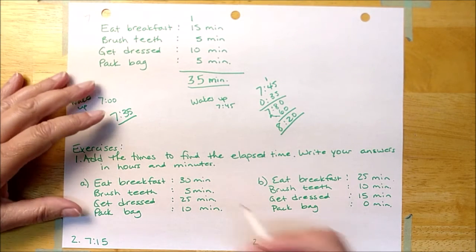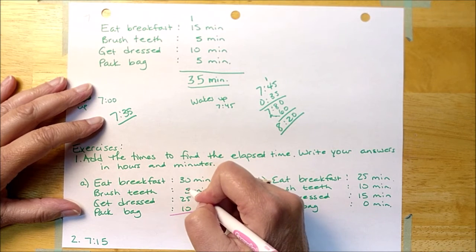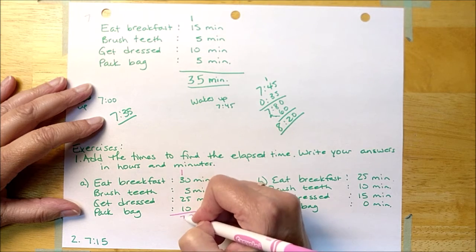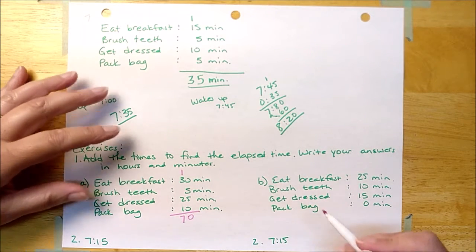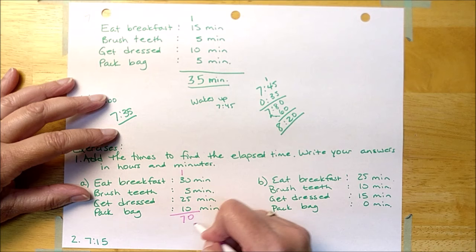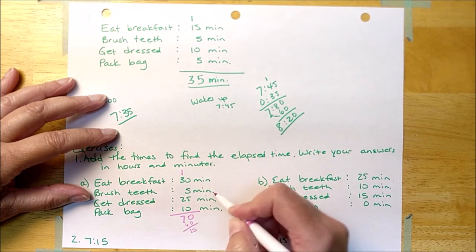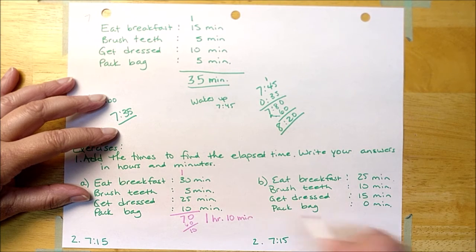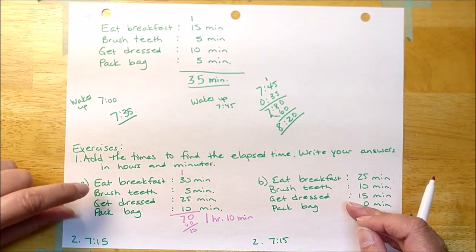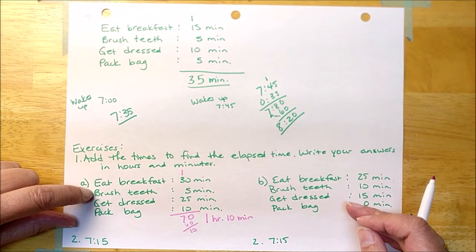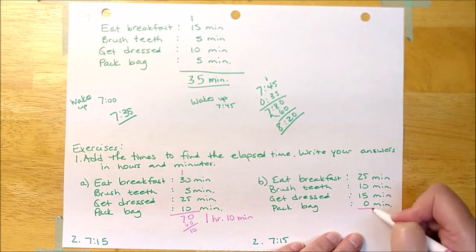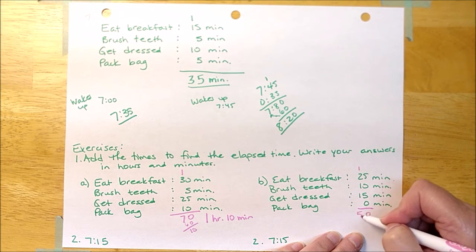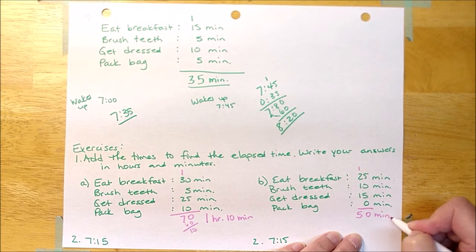Okay, you're back. Awesome. So I'm going to add these up. 5, 10, 4, 5, 6, 7. Okay, so that is more than an hour. So if I take 60 away from that, I am left with 10. So I have 1 hour and 10 minutes. That's how long it took that child to get ready for school. 1 hour and 10 minutes. This child got ready for school 10 minutes. 1, 2, 3, 4, 5. It took them 50 minutes to get ready for school.